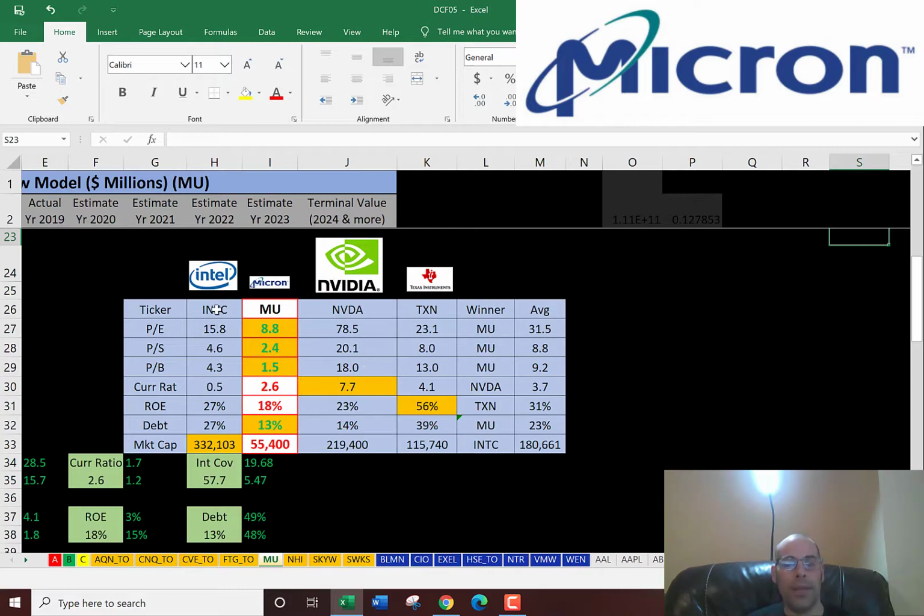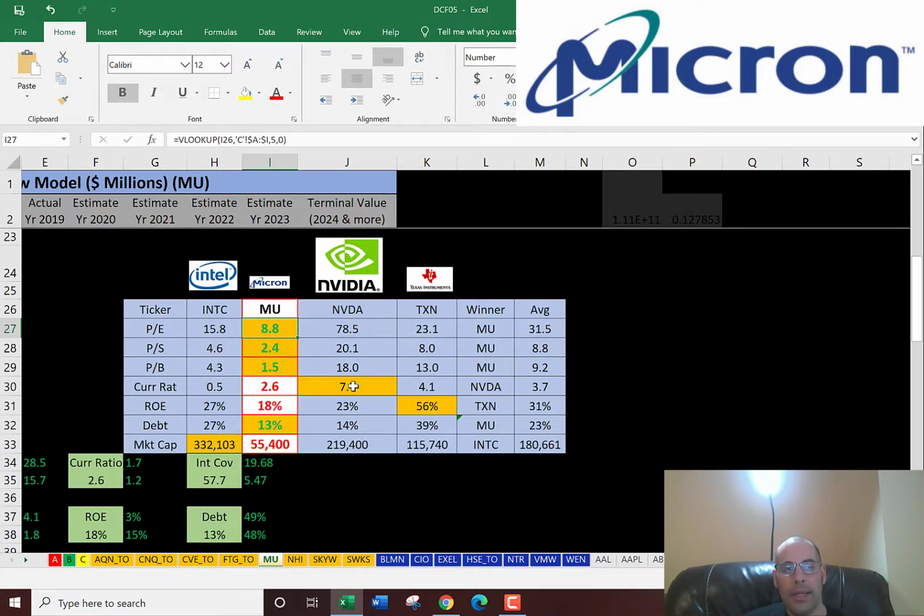I've done videos on Intel, NVIDIA, and Texas Instruments, and all these companies are in the semiconductor industry. If MU's ratio is green, that means it's better than the average, and if it's in red, it's worse than the average. And anything in orange means that company is the best in its category. So Micron has the best PE of all four companies. They're 8.8. The average is 31.5. They have the best price to sales, the best price to book.